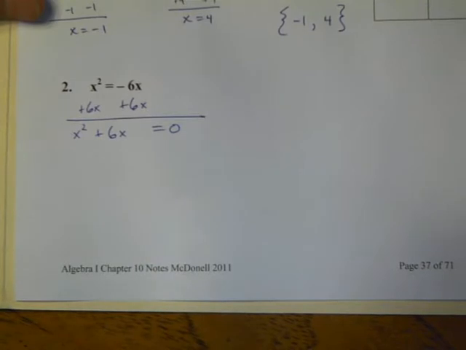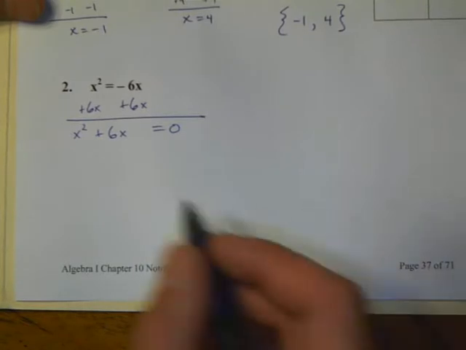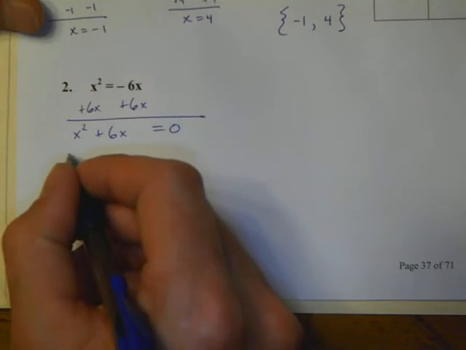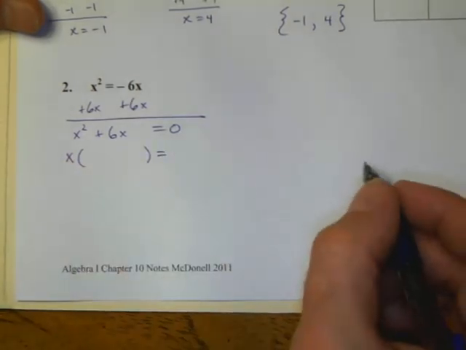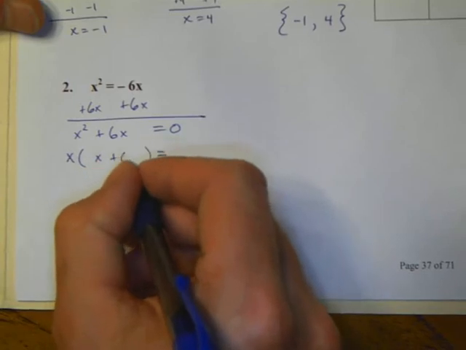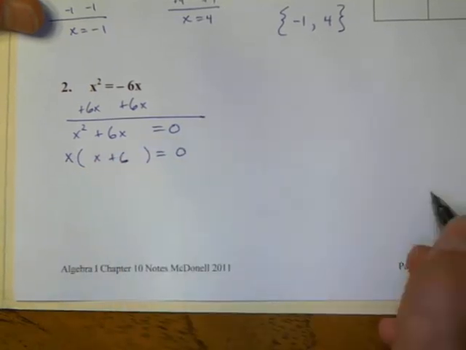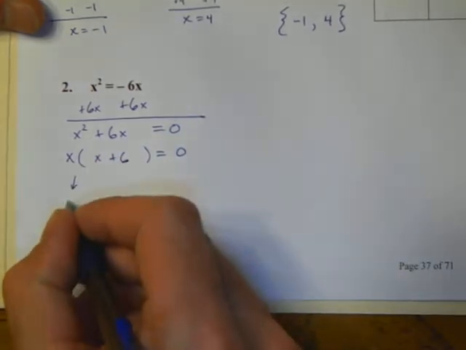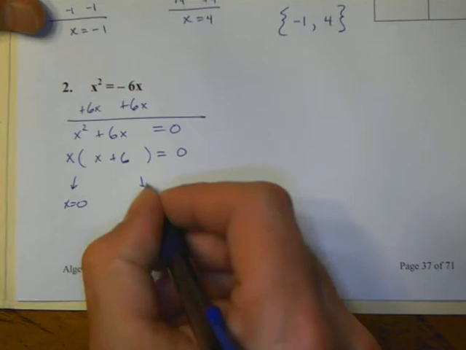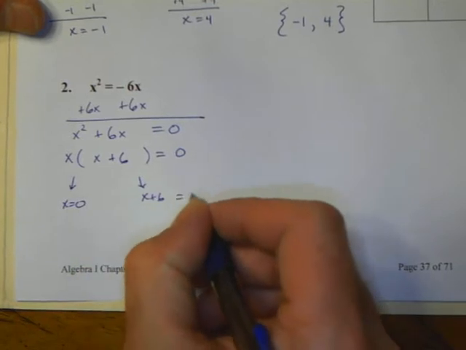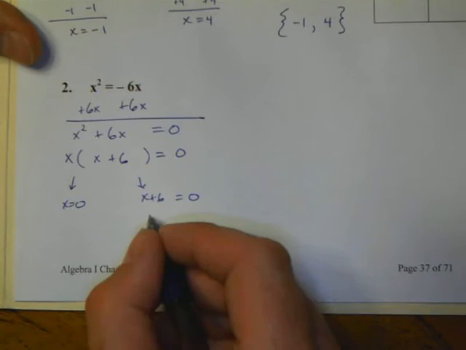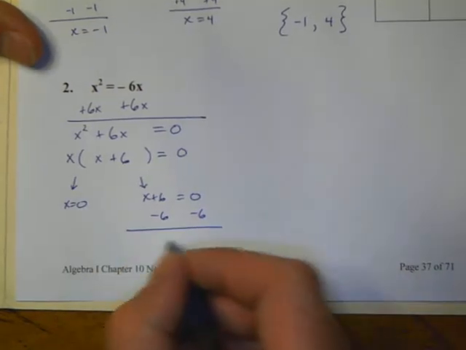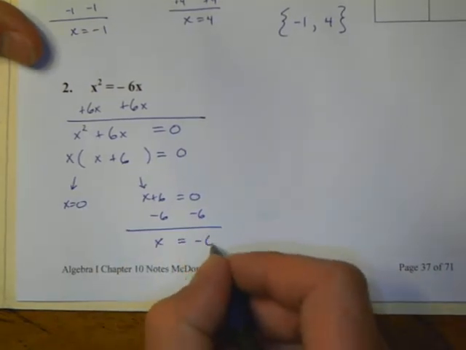As we have in our top notes, we have to remember that if there are only two terms and both have an x in them, we have to look for a GCF. In this case, the GCF is x. So we take the x out. That's going to leave us with x plus 6 on the inside. Our two factors are now set equal to 0. x equals 0 and x plus 6 equals 0.